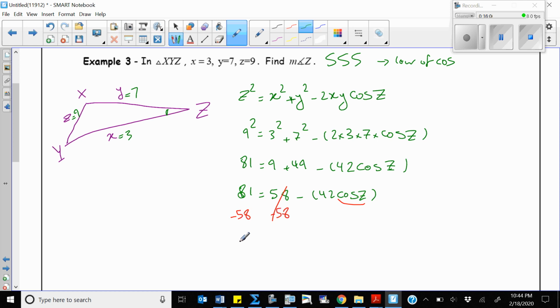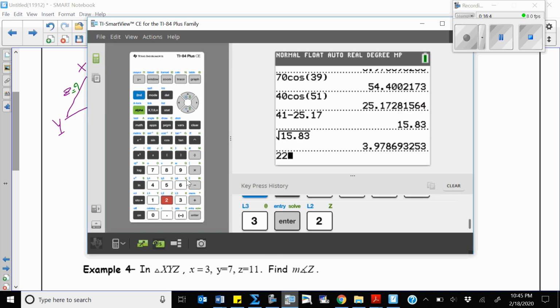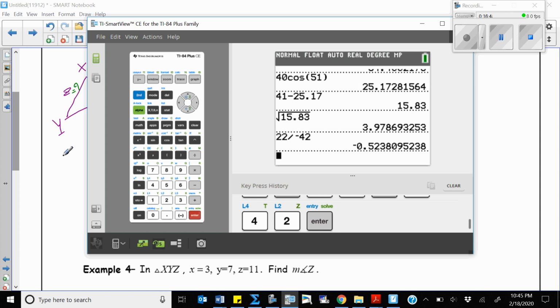So 81 minus 58 is 23 equal to, what I have left here on the right side is negative 42 times cosine of z. Now to get rid of this negative 42, I need to divide by negative 42. I don't add 42 to this side to get rid of that, because this 42 is actually multiplied by cosine of z. There is a multiplication between them. So to get rid of that, or undo this multiplication, I have to divide. So negative 42, okay? Now, 23 divided by negative 42, let's see what that is. It is equal to negative 0.52.